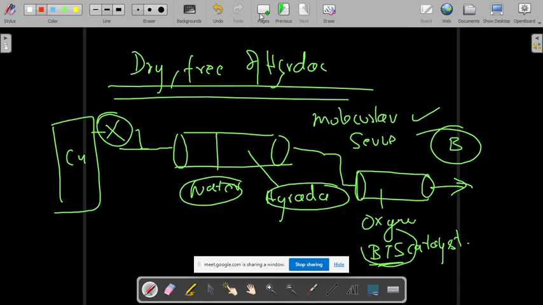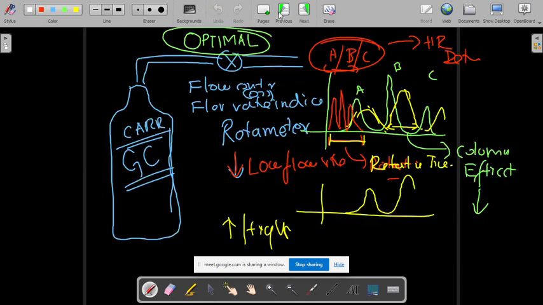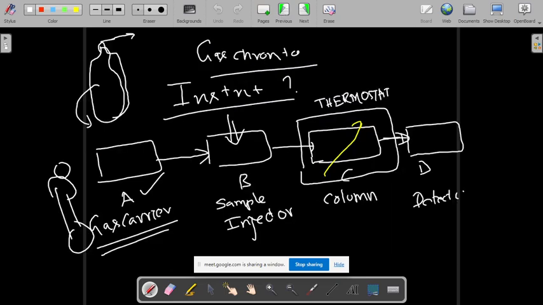Okay, so the next part. First we have finished the A part. This part we have completed, namely what is the choice for carrier gas, what are the different types of carrier gases that are present, the characteristics of them, and what components are associated with the gas. Now we move on to the second part.